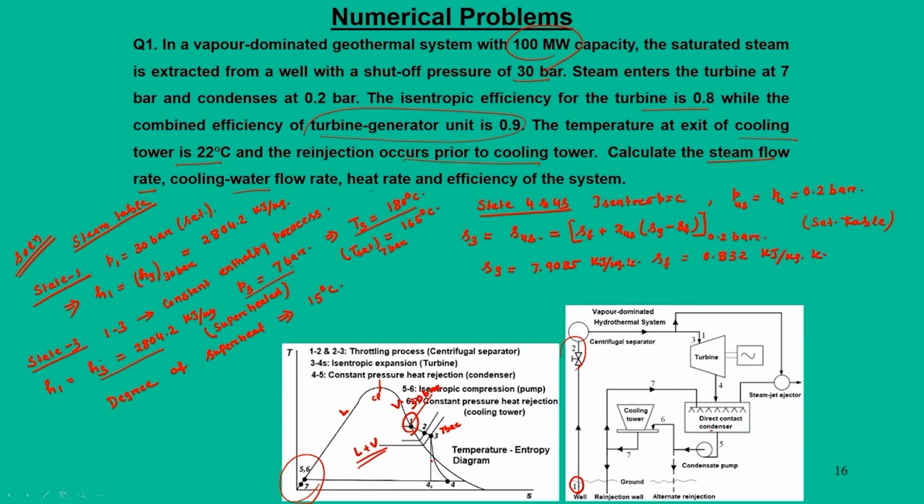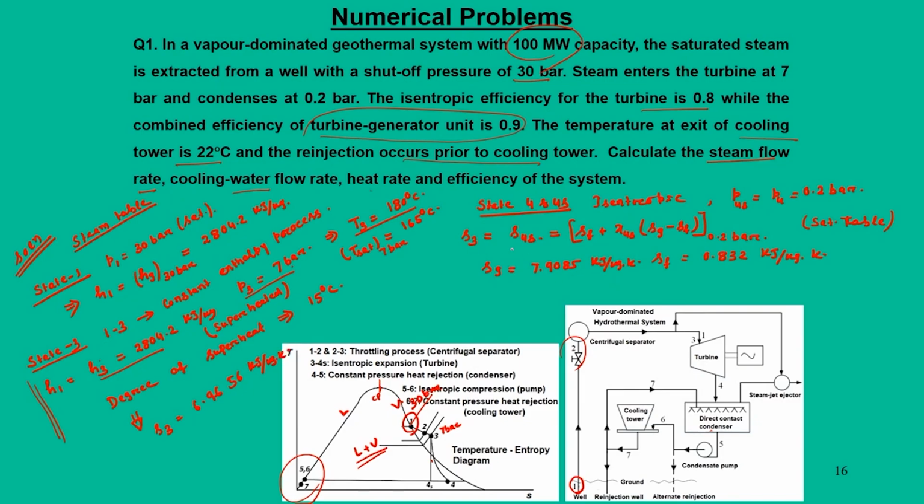Already we have S3. S3 can be found out from the state 3 data, like from these conditions, S3 at 2804.2 kilojoule per kg enthalpy and P3 of 7 bar. So, this will imply S3 is equal to 6.9656 kilojoule per kg Kelvin.